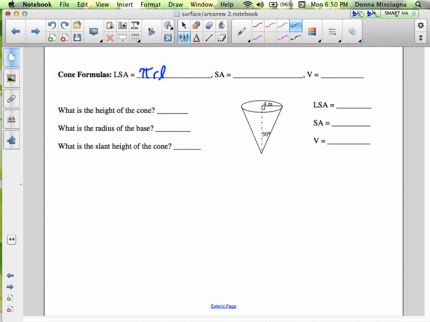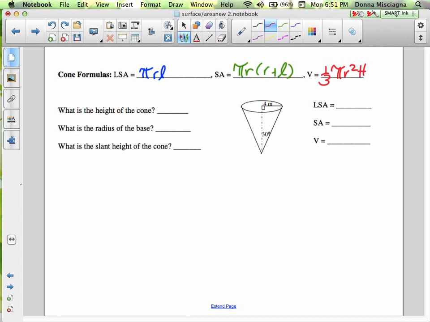Surface area, just add in the base. The base is a circle. So let's use our factored formula: pi r times r plus L. And then our volume is just the area of the base times the height. Now, not the slant, but the height inside the cone. It doesn't have the same volume, of course, as a cylinder. So instead of the area of the base times the height, it's going to be 1/3 the area of the base, pi r squared, times the height.